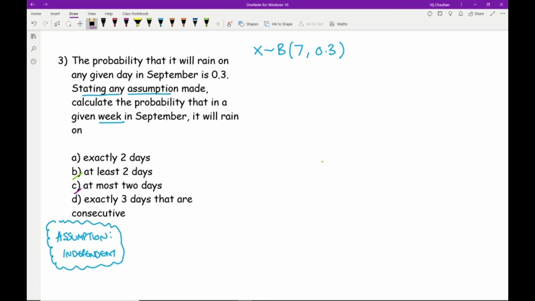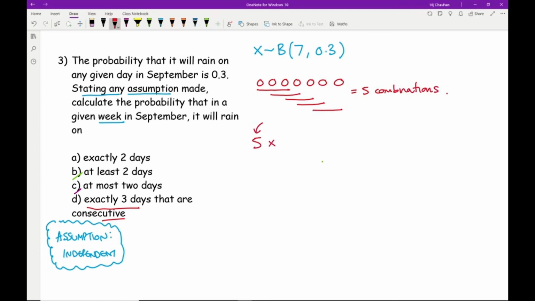So working with question D, this one's a little bit more complicated because of the contents of the question. Here we're looking for exactly 3 days that are consecutive in a week. So what I need to do first is find out how many different combinations I can have with 3 consecutive days. So that's 1, 2, 3, 4, 5. So it's 5 different combinations that I can have. So it's going to be 5, and that's the nCr function bit done.